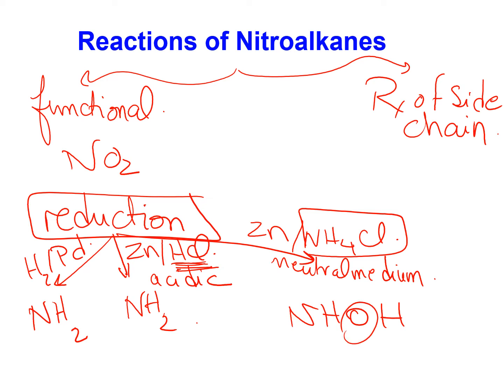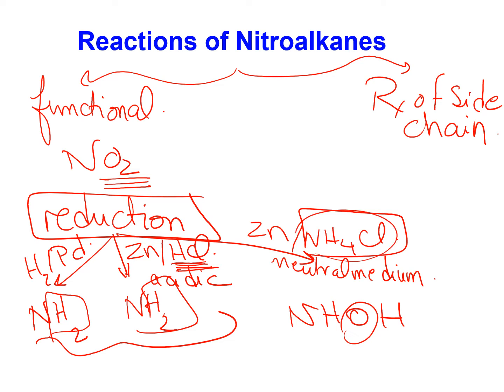We keep one of the oxygens. In the case of the other two reductions, we lost both oxygens. The reduction went to the maximum extent where we lost both oxygens and we gained two hydrogens in their place. However, in the case of reduction in neutral medium, we lose only one oxygen and we keep the other oxygen. These are the reactions of the aliphatic nitro compounds.